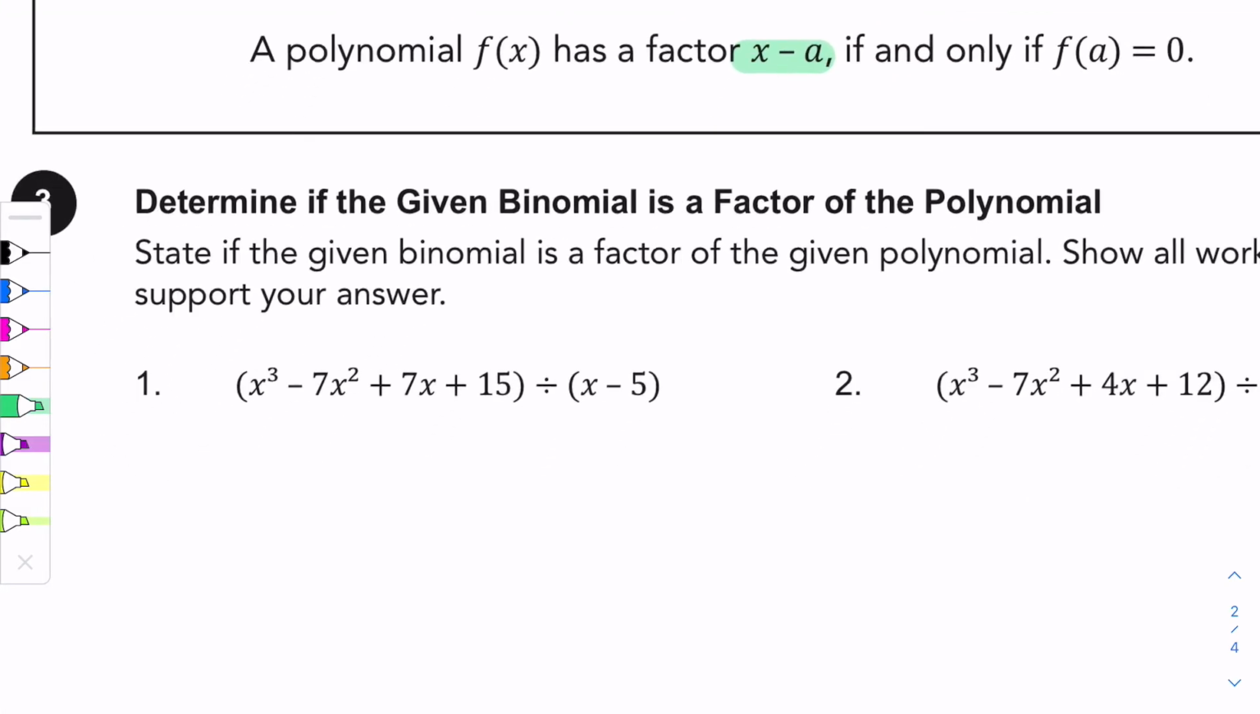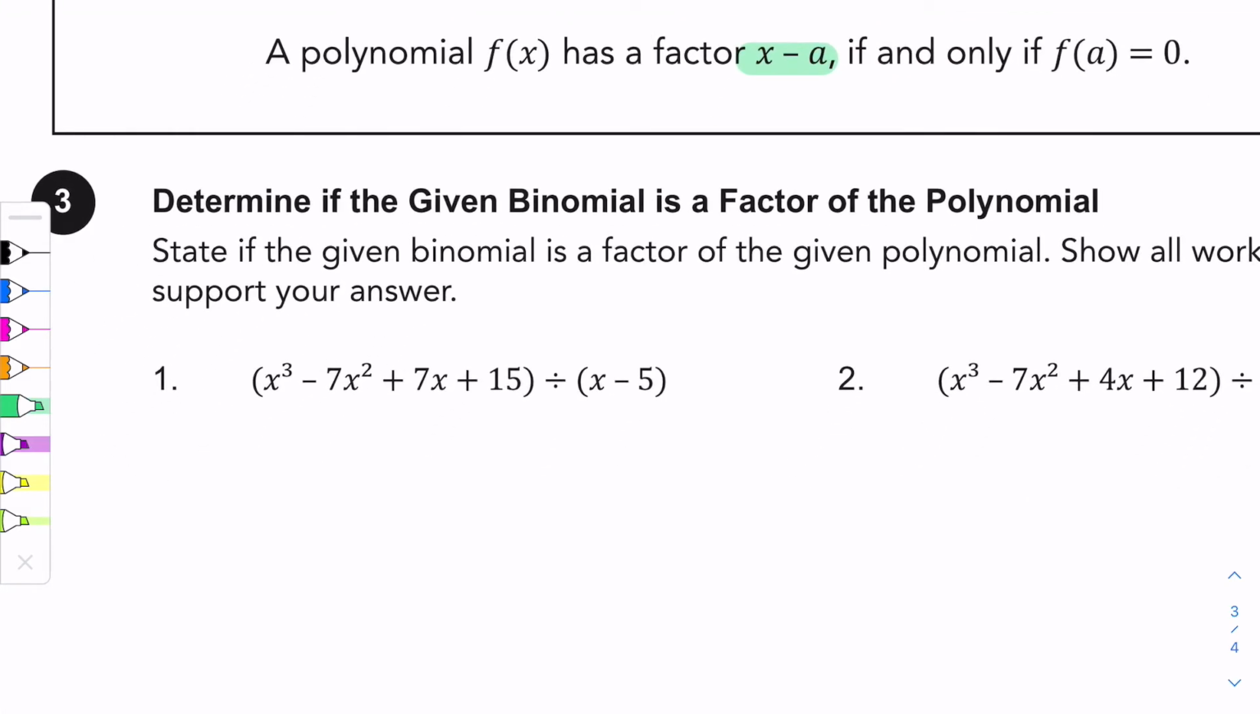So the first example set 3, is just asking you to determine if the given binomial is a factor. So it's not asking for you to factor the whole thing. It's just saying state yes or no, is the given binomial a factor? You have to prove that it is by showing that the remainder is 0, or prove that it's not by showing that the remainder is not 0. So we're going to go through this the same way using synthetic division.